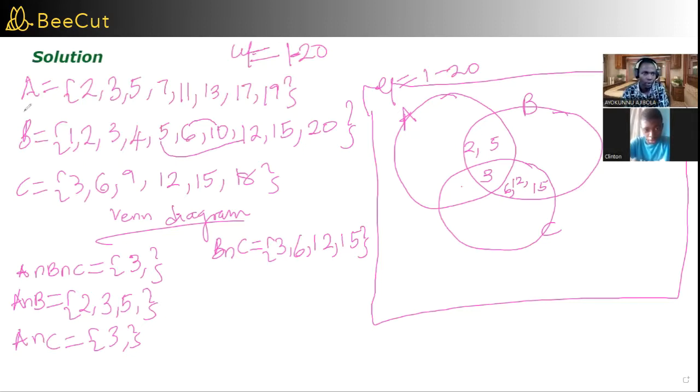Now let us consider our A. What are the elements of A? 2, 3, 5, 7. You will see.